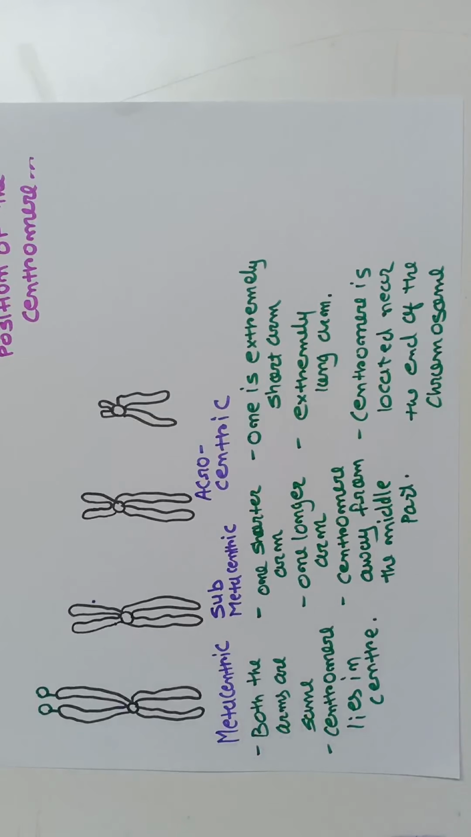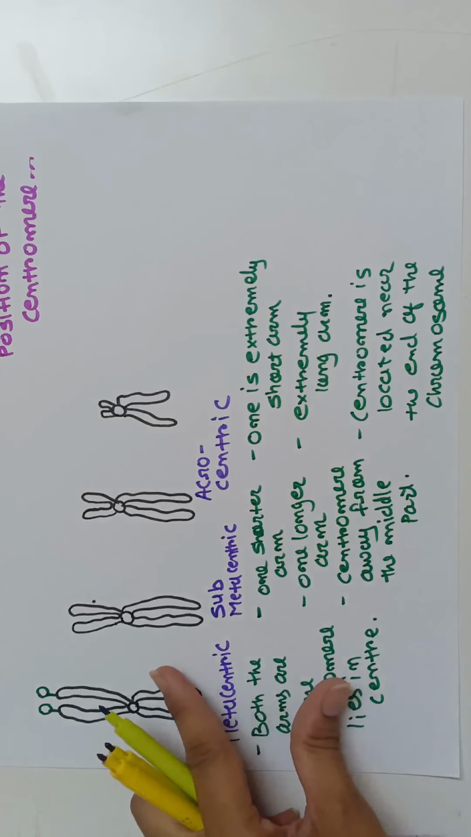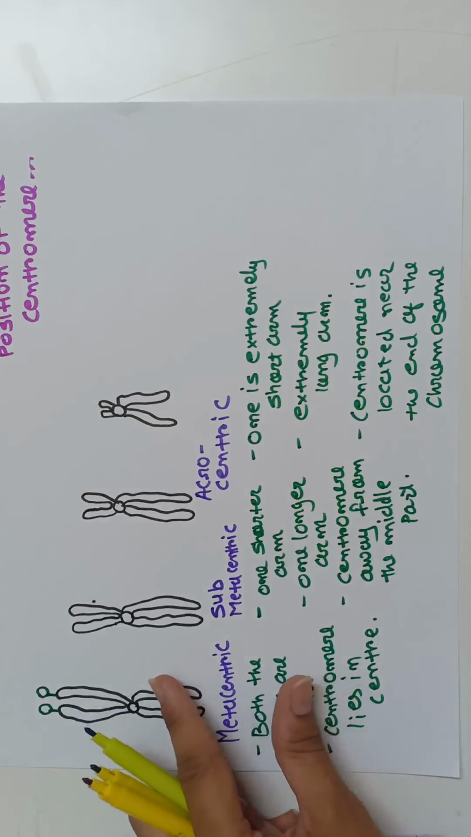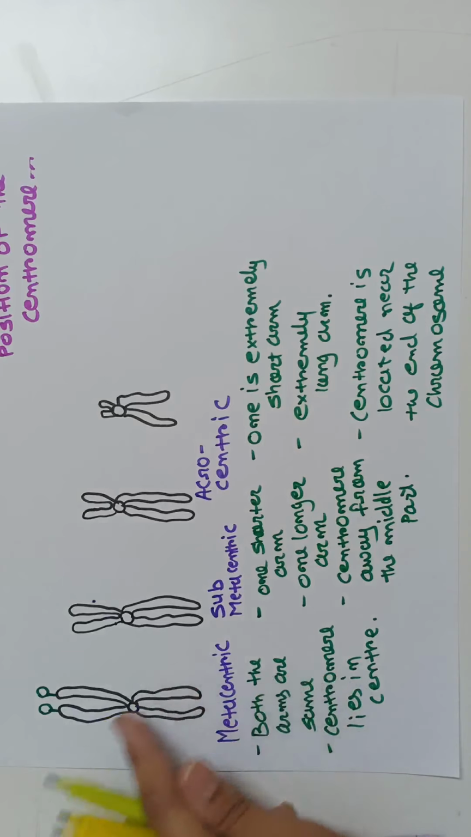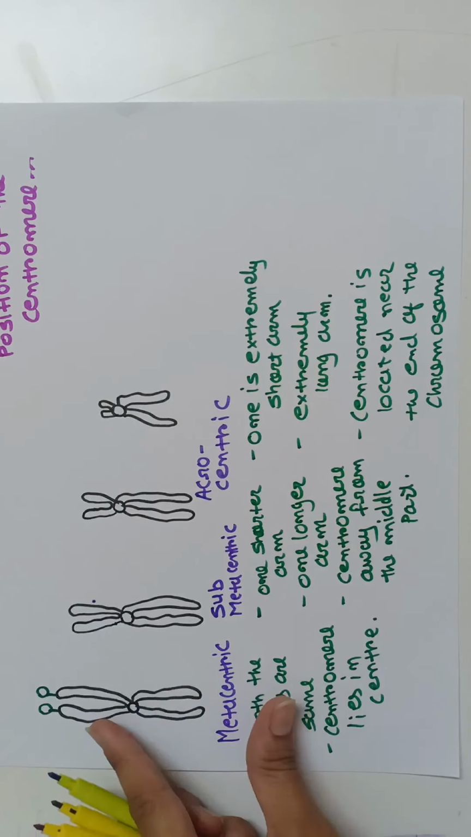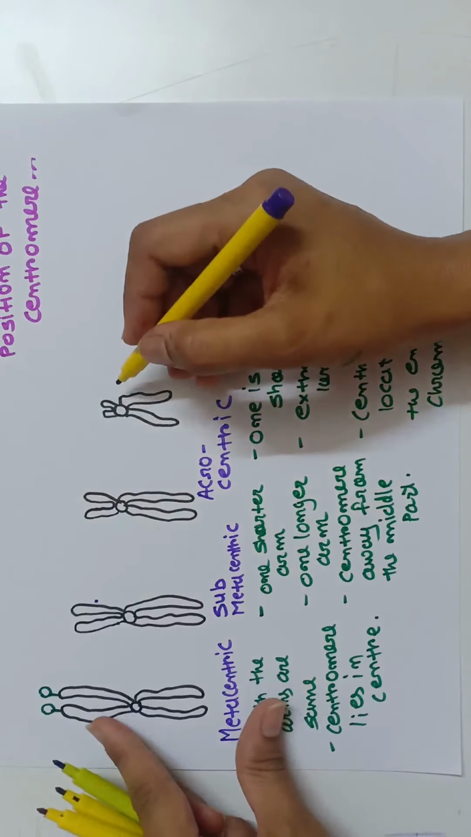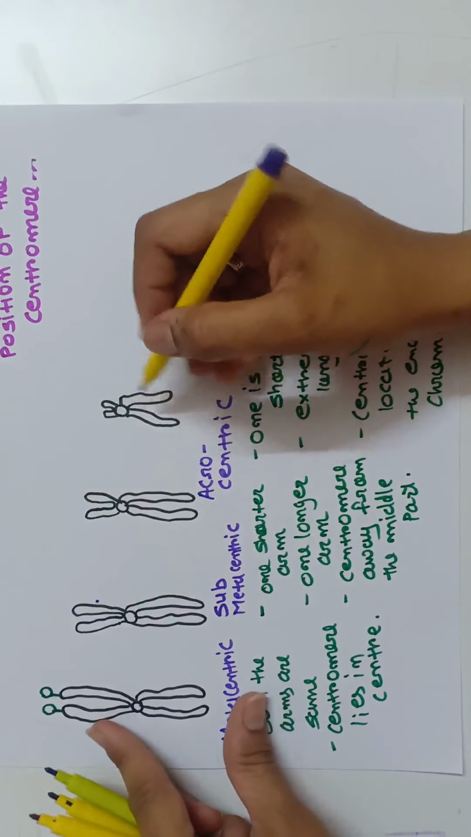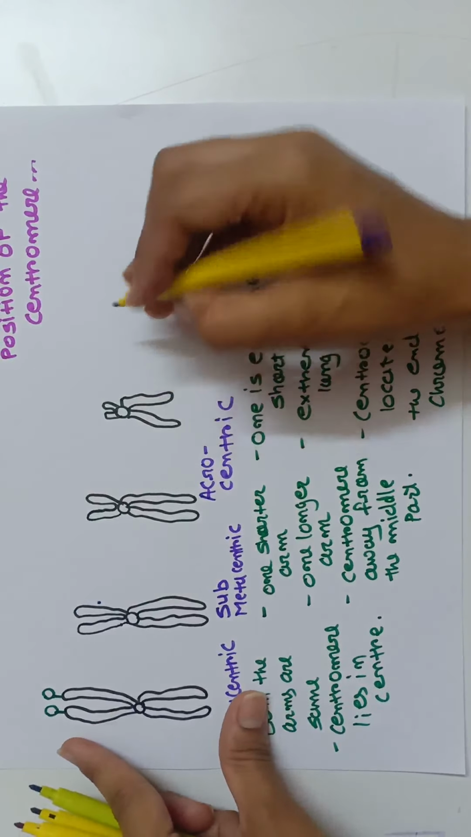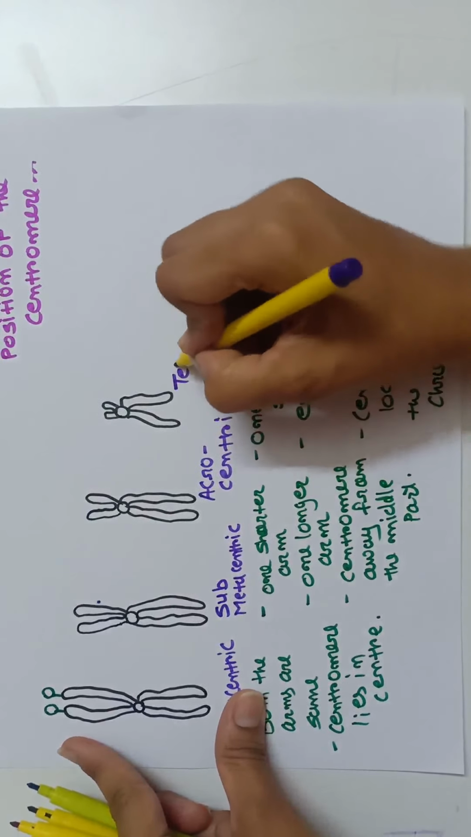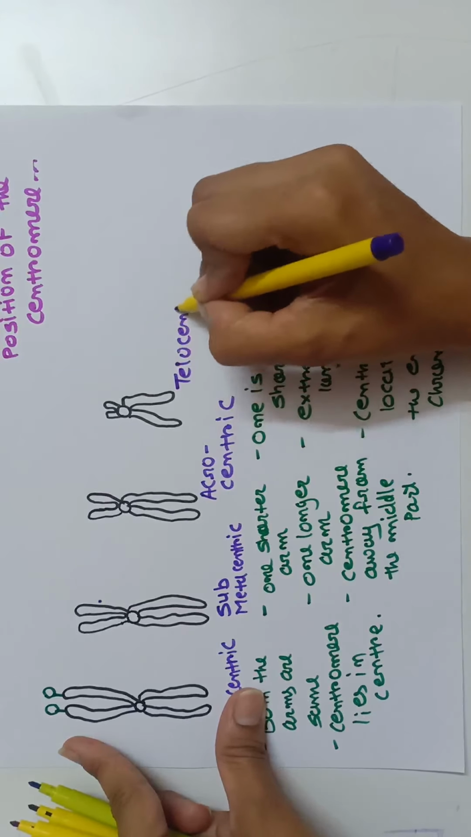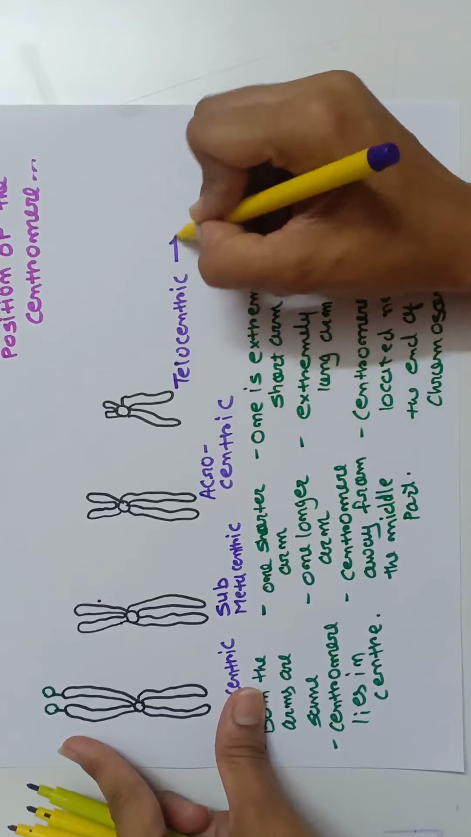And now the last type of chromosome is telocentric chromosome. It is also known as terminal centromere because the centromere is placed at the extreme end. So this type of chromosome is known as telocentric chromosome.